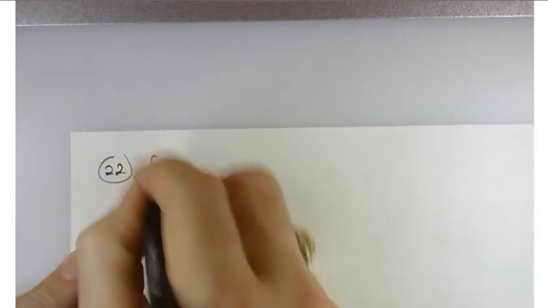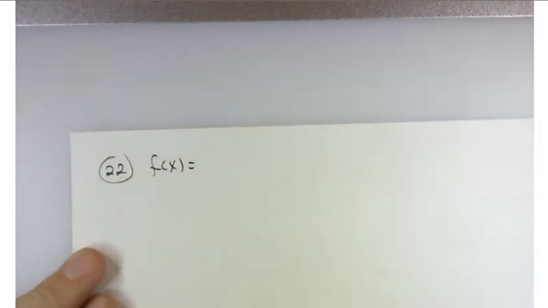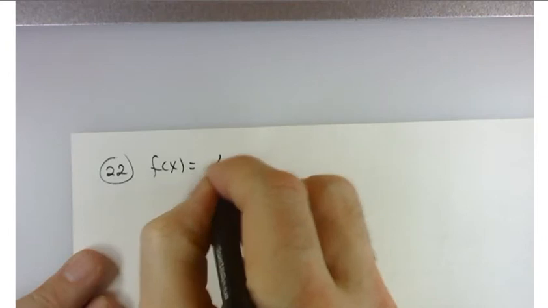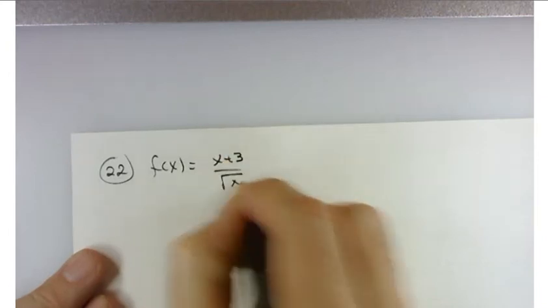Do you want to do problem number 22? It's going to give us a little bit more practice with that kind of factorization that was a key point in problem number 20. All right, let's do that one then. F of x is x plus 3 over the square root of x.